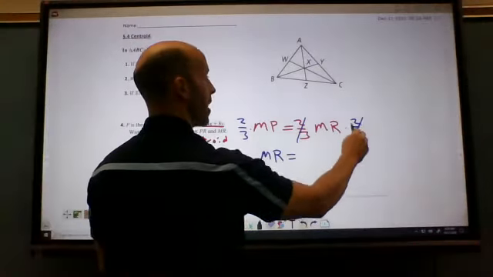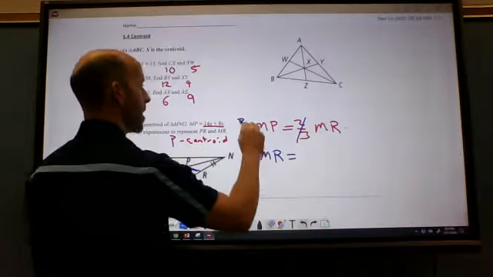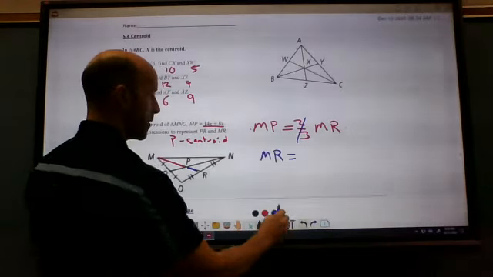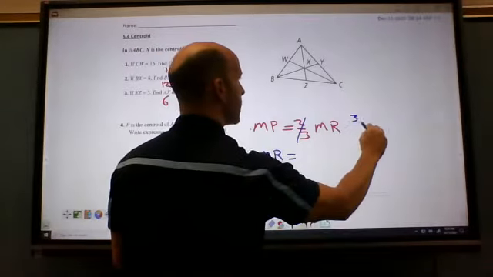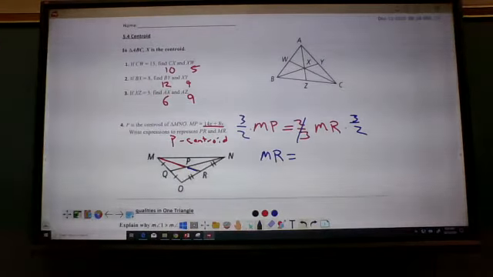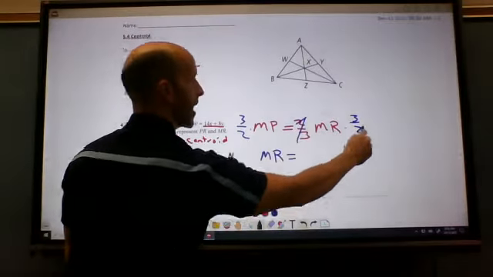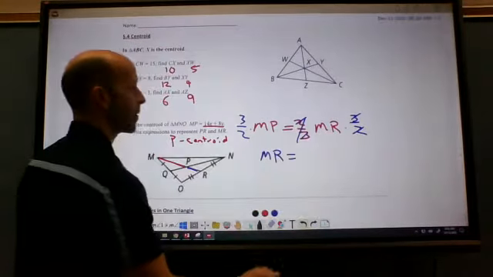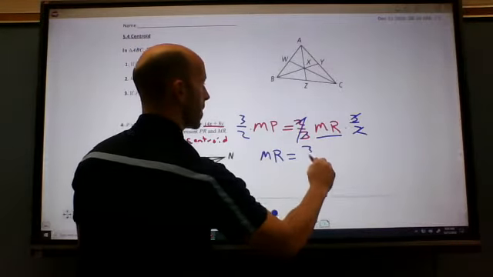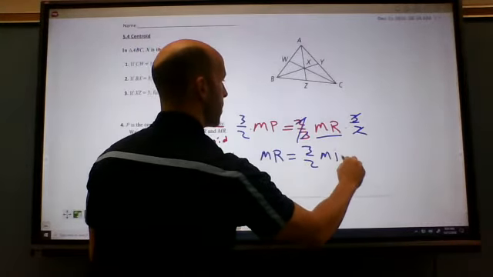I should not have multiplied by 2/3. What should I have multiplied by? The reciprocal of 2/3. So that would be 3/2. Sorry about that. That'd be 3/2 on both sides. Because this 2 will cancel that 2. This 3 will cancel that 3. So then you're left with MR equals 3/2 of MP.